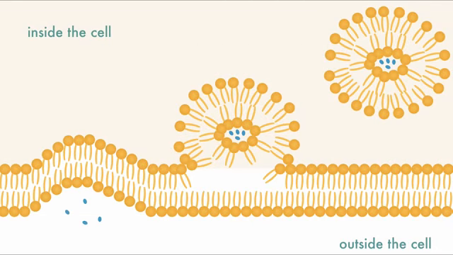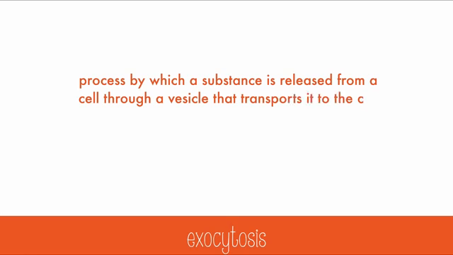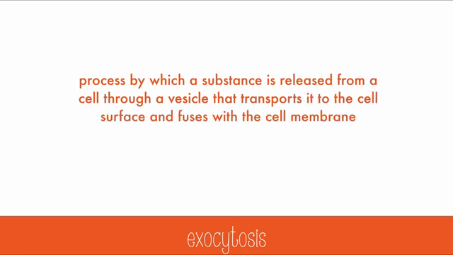Here you can see the way it works. First, the cell membrane begins to pinch around the substances, and eventually it forms a vesicle which can carry the substance to any part of the cell. Exocytosis is basically the opposite of endocytosis. It's a process by which a substance is released from a cell through a vesicle that transports it to the cell surface and fuses with the cell membrane.